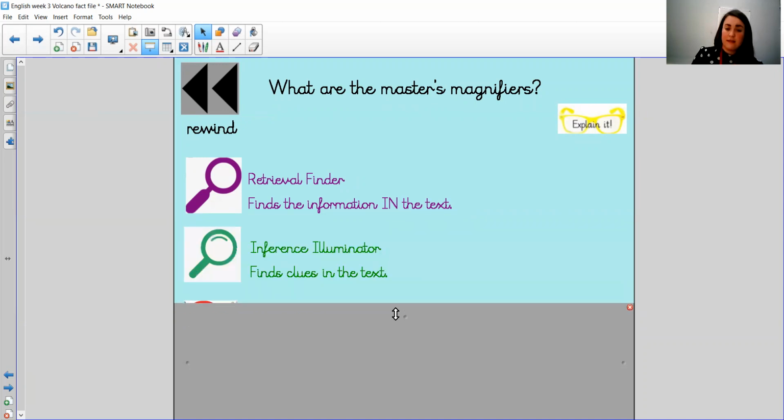Okay, and then we've got the inference illuminator. That is our green magnifier. Now this one is similar to the retrieval finder. We need to use it in order to answer questions, but we need to find clues. So the inference illuminator helps us to find clues in the text.